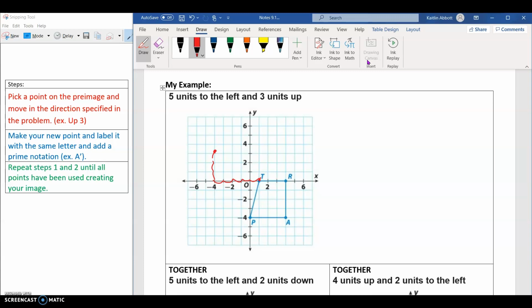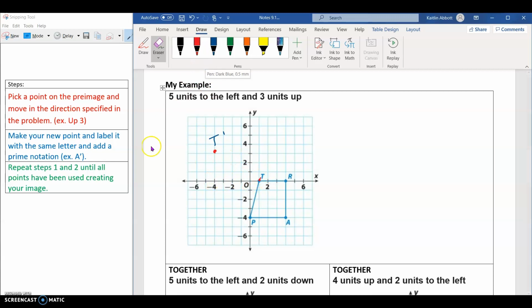Now, for the sake of showing you, I have made all these lines. Please, for the sake of you not having lines everywhere, don't do this for every single one of your dots because it's going to get in the way. But in step 2, I am going to add a new point and label it with the same letter and add a prime notation. So this was T. This is going to be T prime. Now, I'm going to erase these lines.